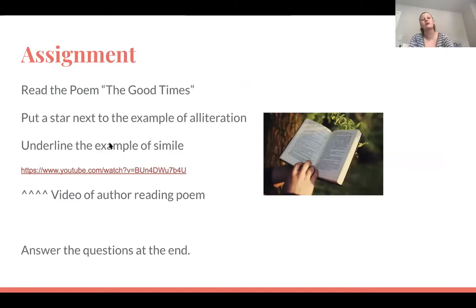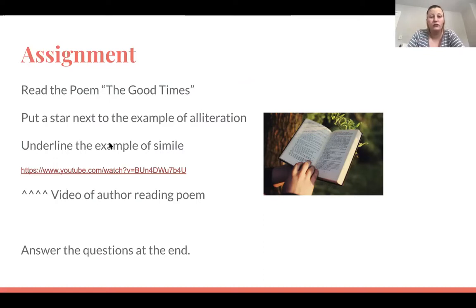Assignment. Okay, you are going to be reading The Good Life. When you are reading this poem, I want you to go through it. If you need somebody to read it to you, the YouTube link in the Google Slides presentation is a YouTube video of the author of the poem reading it at a poetry reading. So if you want somebody to read it aloud while you're reading along, I recommend going to that link.